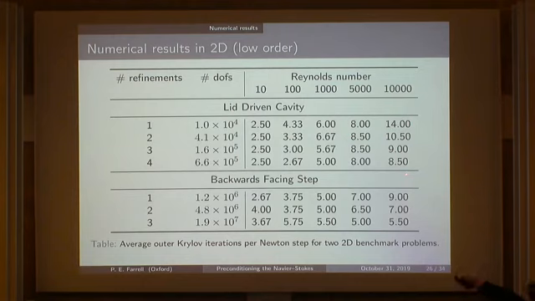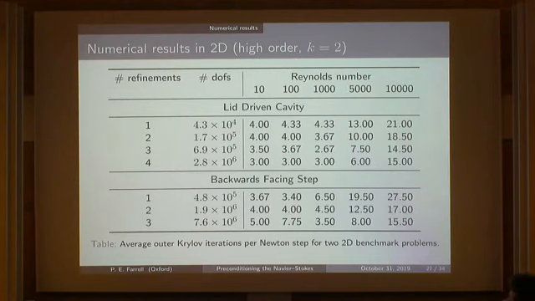At Reynolds number 10, it takes 2.5 Krylov iterations per Newton step. At Reynolds number 10,000, it's only taking 8, right? Which is a very, very modest increase as you've gone through several orders of magnitude, keeping in mind that all the previous schemes would have broken down by this point. You wouldn't even be able to get to here. Okay? For the backwards facing step, it's even better. It barely increases as we go from low to high.